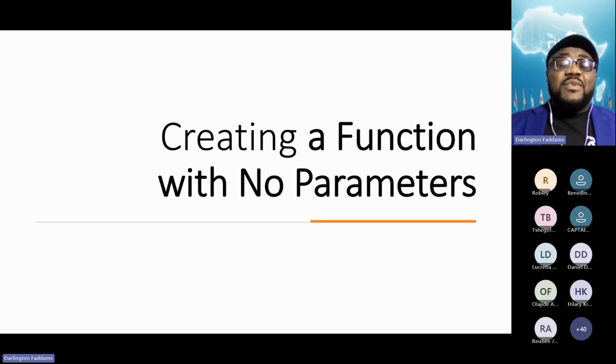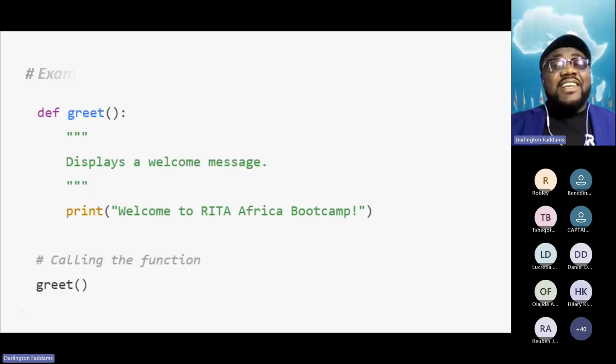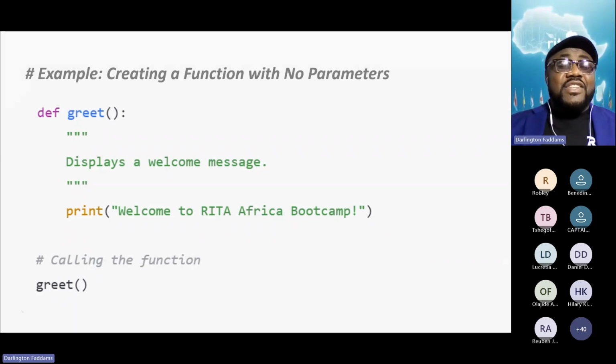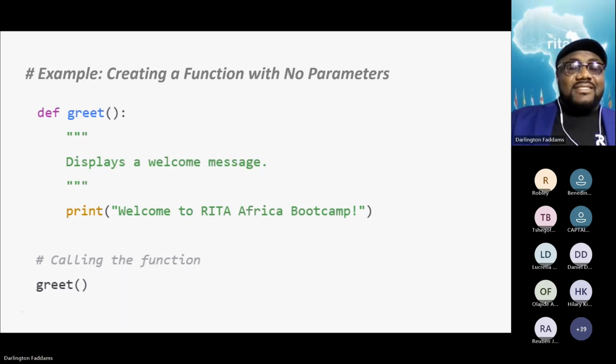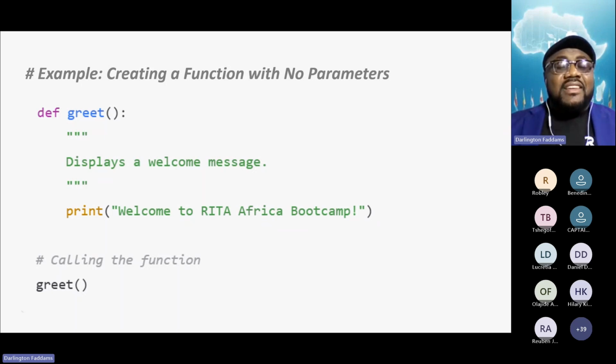We created a function with no parameter, very, very easy. We created a simple function called greet, and then we just printed something. And then we called it. When you call it, you just type the function with the parentheses. And these parentheses are very important. It is 1 sign in Python that lets you know that you are dealing with a function. It is a sign to let you know.